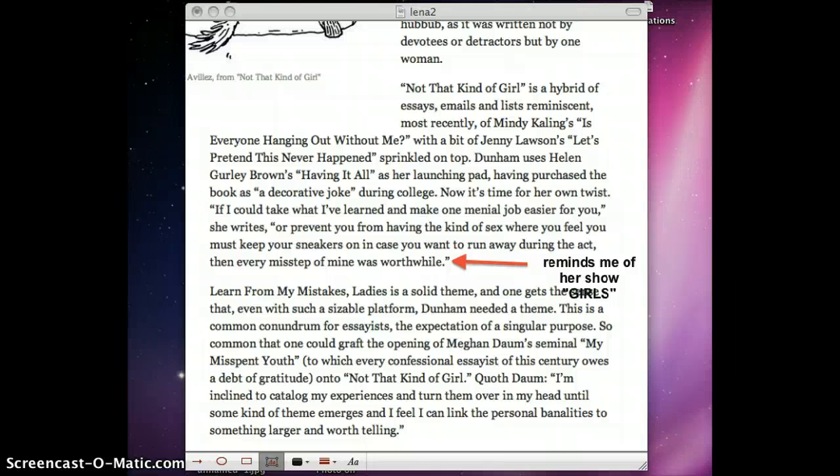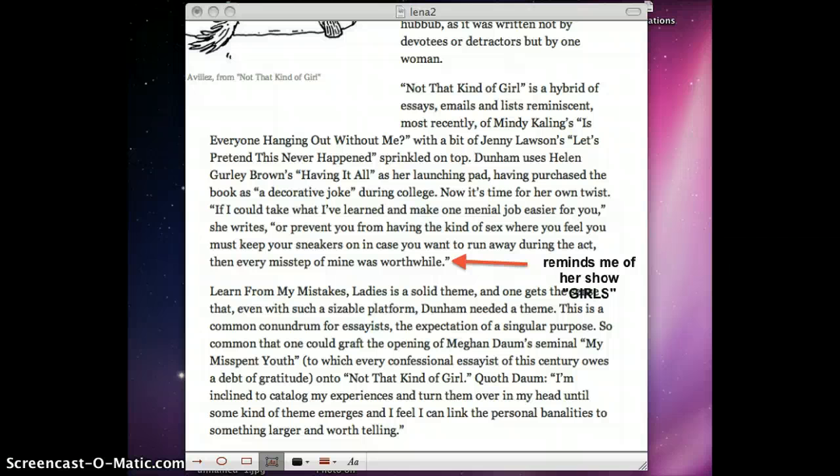I use this annotation strategy here called a text-to-text connection because this vision of the kind of sex where you feel like you must keep your sneakers on in case you want to run away reminded me a lot of her show, Girls. So I made a text-to-text connection there.